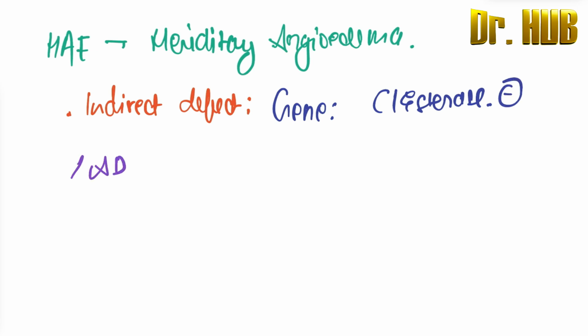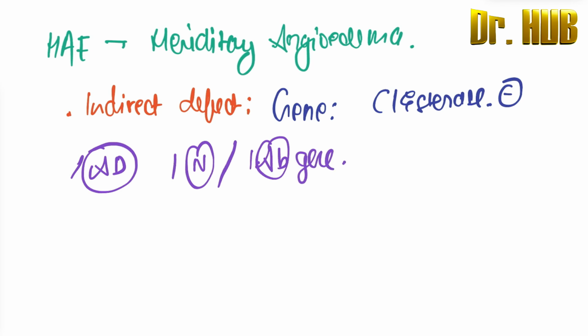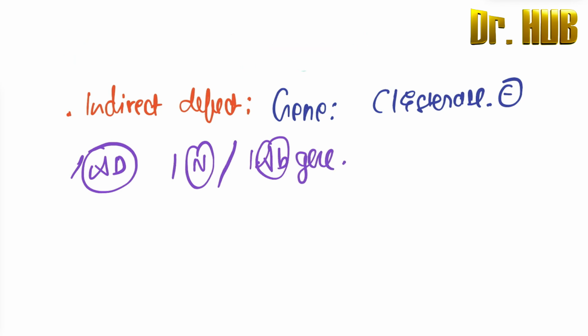Next, it is autosomal dominant. This is AD, that is autosomal dominant, and the patients have one normal and one abnormal gene. Now let's look at each variety. First we start with type 1 and 2.